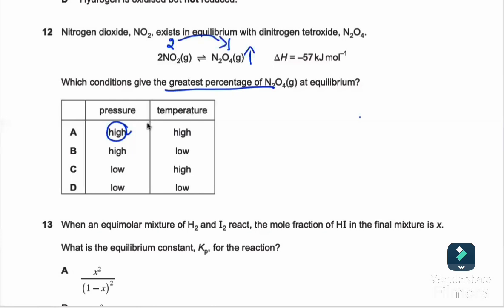And for temperature, the temperature should be low because the forward reaction is exothermic, right? If I decrease the temperature and it's exothermic, the equilibrium will shift from left to right. That will also help to gain more. So overall, to have a higher percentage on the right-hand side and a higher yield, option B, you should have a high pressure and a low temperature.